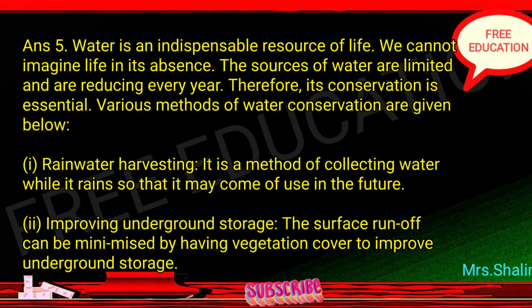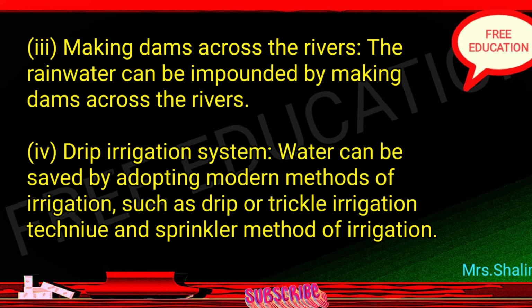3. Making dams across the rivers. The rainwater can be impounded by making dams across the rivers. 4. Drip irrigation system. Water can be saved by adopting modern methods of irrigation, such as drip or trickle irrigation technique and sprinkler method of irrigation.